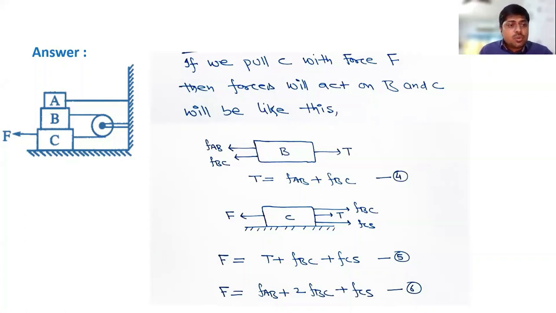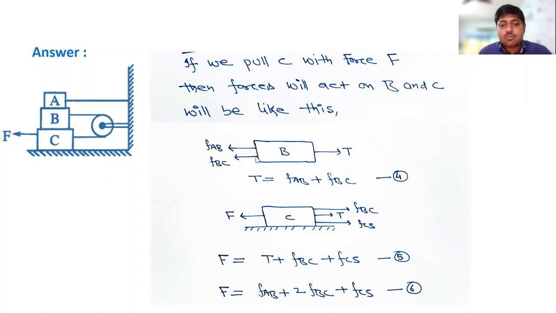So to know the amount of this force, let's first identify all the forces acting on the body B and the body C. If we pull C or drag C to the left side, and C is connected with B with this string, there will be a tension in this string, and it will try to drag B in the right direction. So we can define it like this. This is the tension acting in the right direction on the body B.